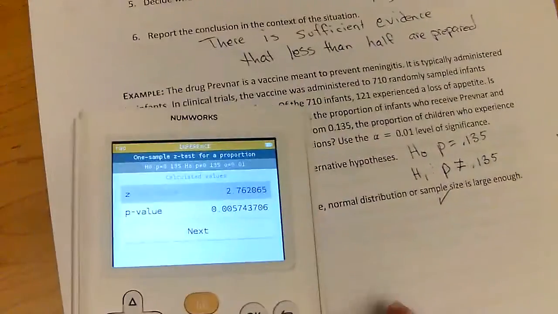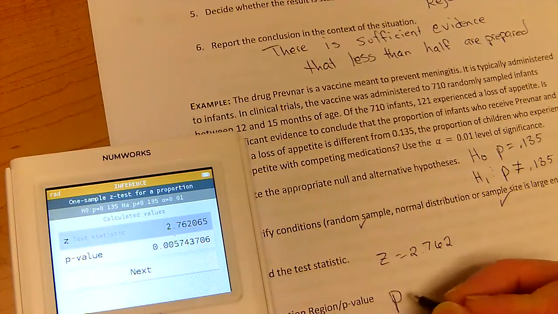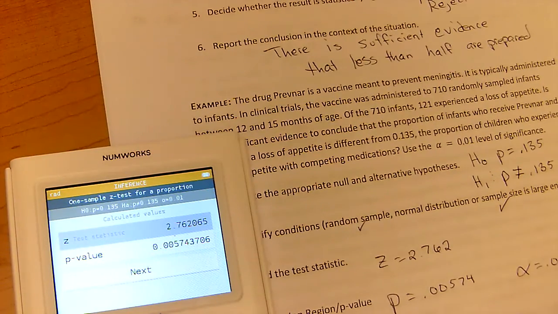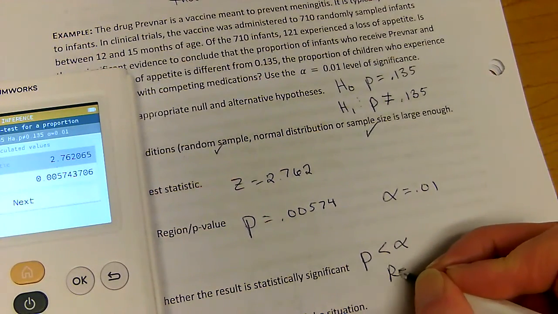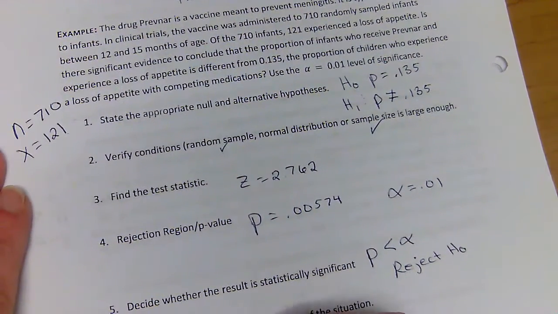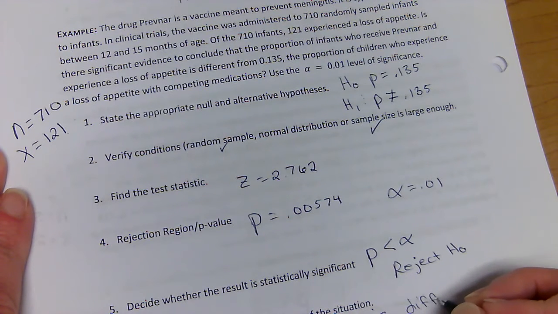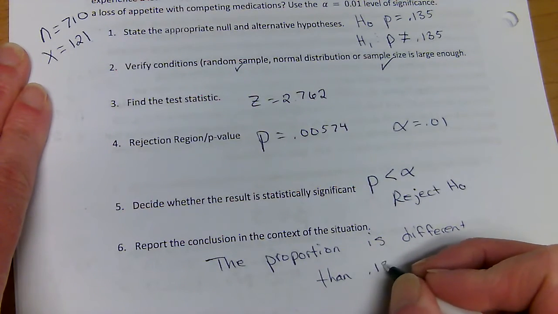So my z-score is 2.762. The p-value is 0.00574. Alpha was 0.01. That is less than alpha. So we reject the null. The proportion who lose their appetite is different, whoops, I'm sorry, than 0.135. All right.